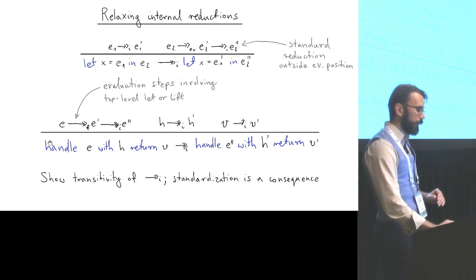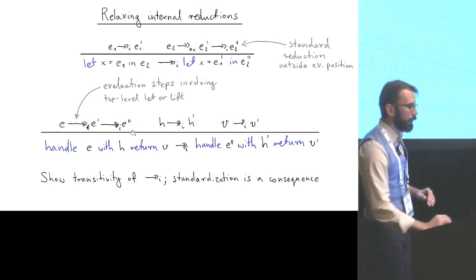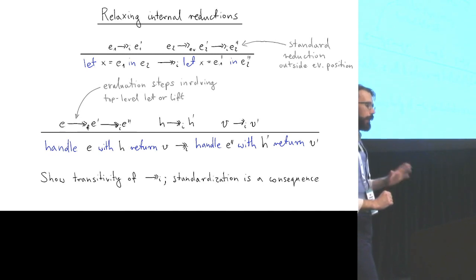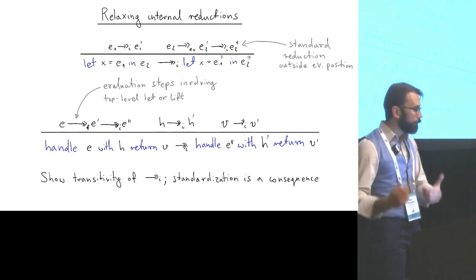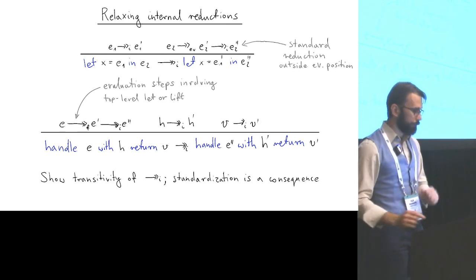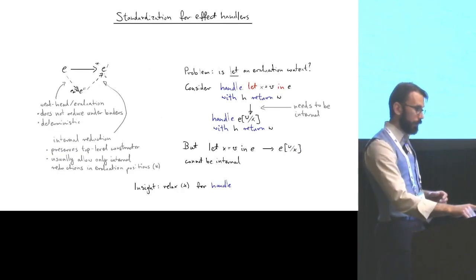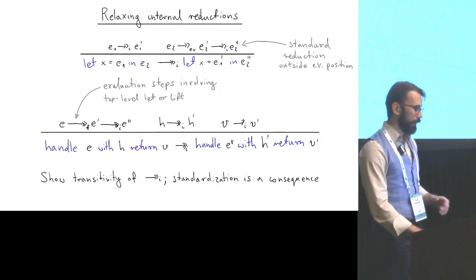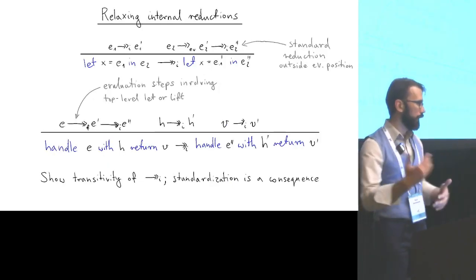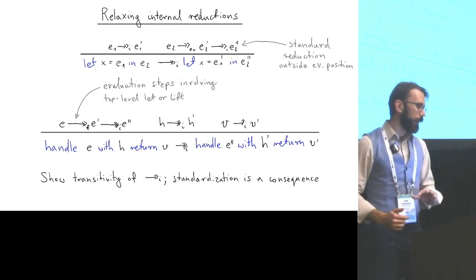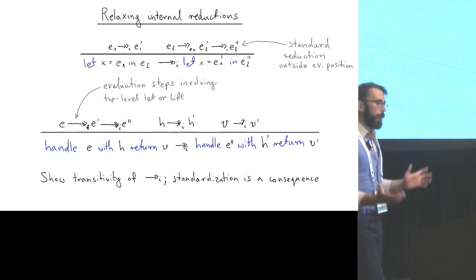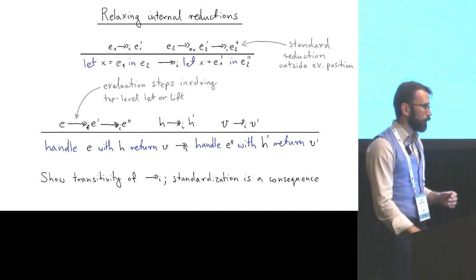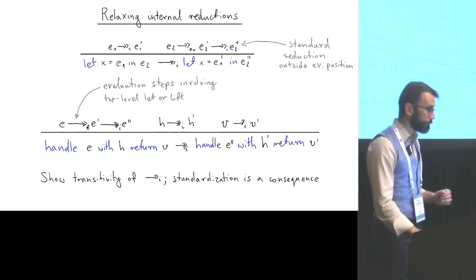And now here, in the evaluation position of the handler, the idea is that if we allow some evaluation steps, everything will work nicely. So what sorts of evaluation steps do we allow for? Precisely the ones that involve top-level let and lift, like this one. And then we can follow our methodology, show transitivity of the internal reduction. Standardization is a nice consequence. Okay, so that's great. Seems like an ad hoc hack, or is it?